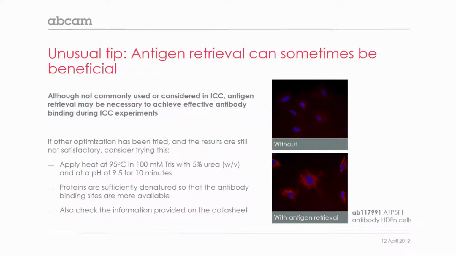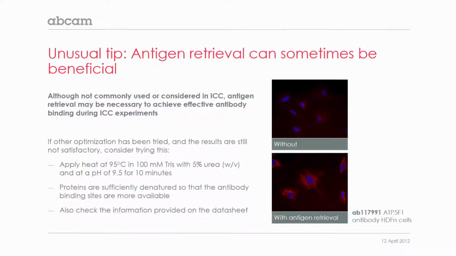One we tried in some of our laboratories is to apply heat at 95 degrees in 100 millimolar Tris with 5% urea, at a pH of 9.5, and keep at that temperature for 10 minutes. This means that the proteins are then sufficiently denatured and the antibody binding sites are then more accessible. You can also check information provided on the data sheet, so very often if we're aware that antigen retrieval will help, then this information will be on our data sheets.